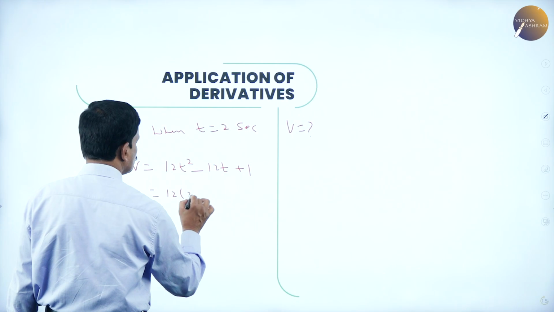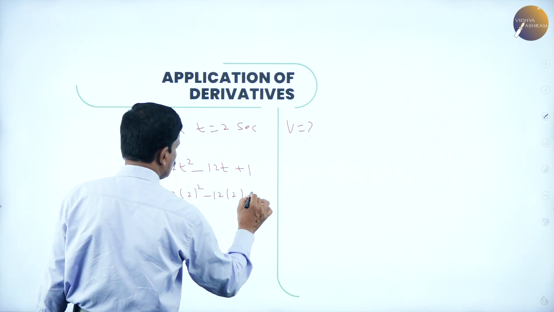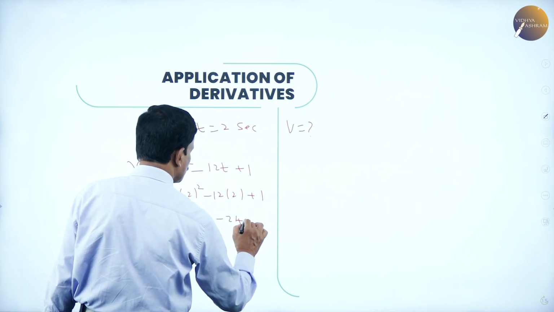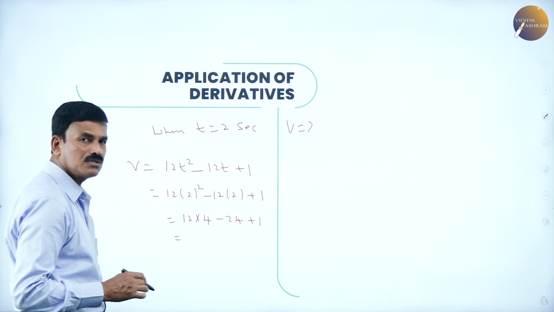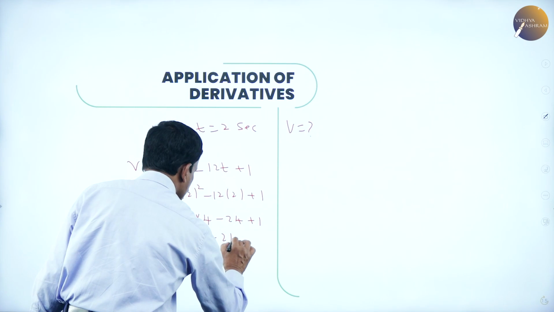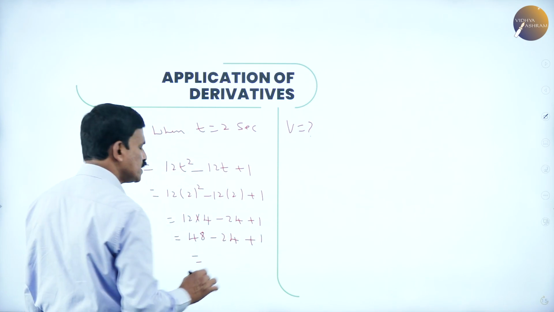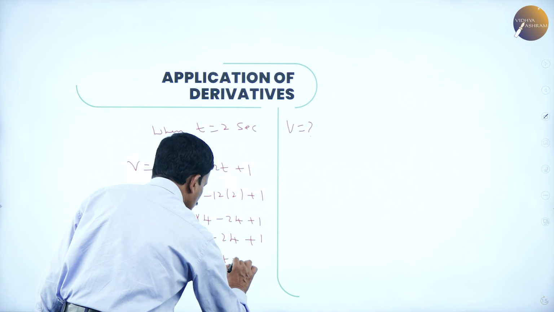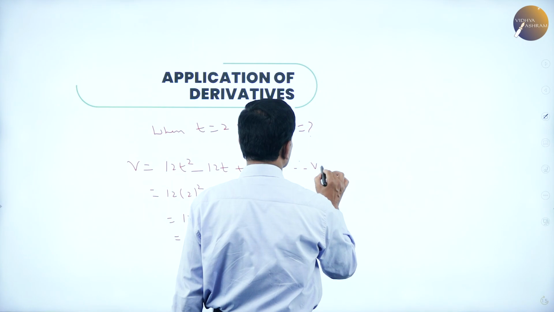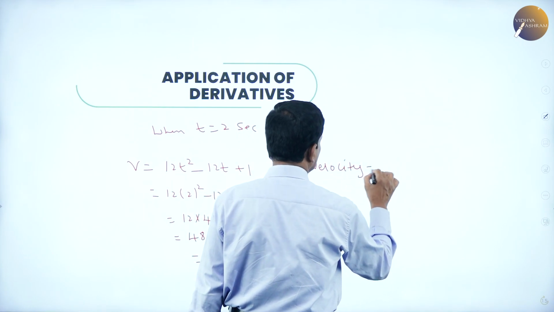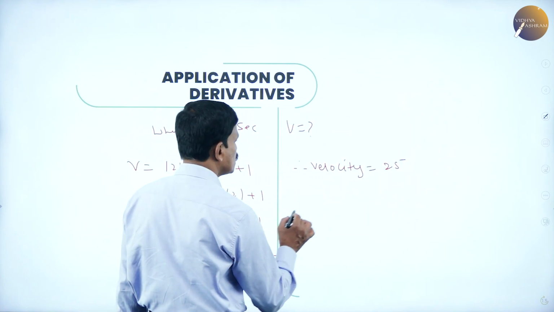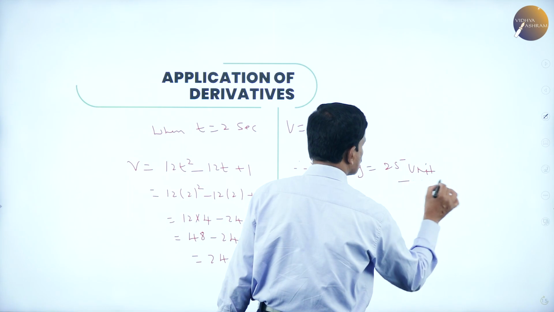12 into 2 square minus 12 into 2 plus 1. 2 square is 4, and 12 2s are 24, plus 1. So 12 into 4 is 48 minus 24 plus 1. 48 minus 24 is 24. 24 plus 1 is 25. So therefore the velocity at the end of 2 seconds is 25. What is the unit? The velocity is equal to 25 units.